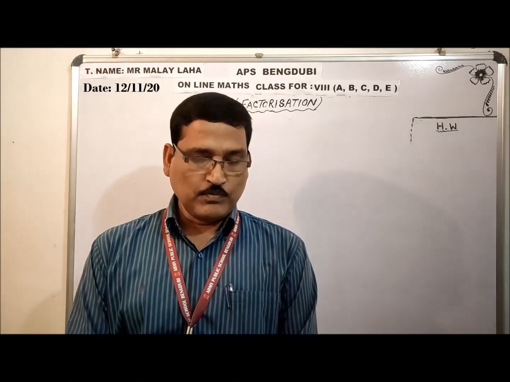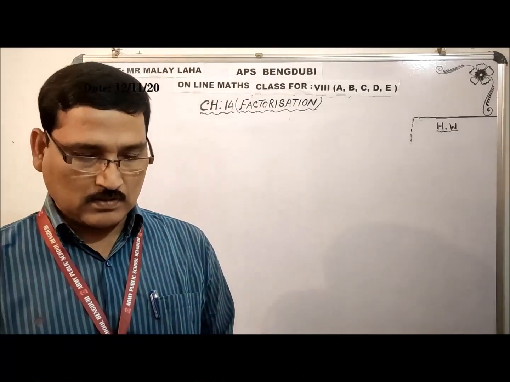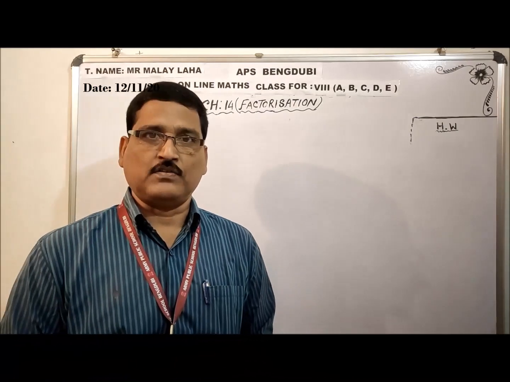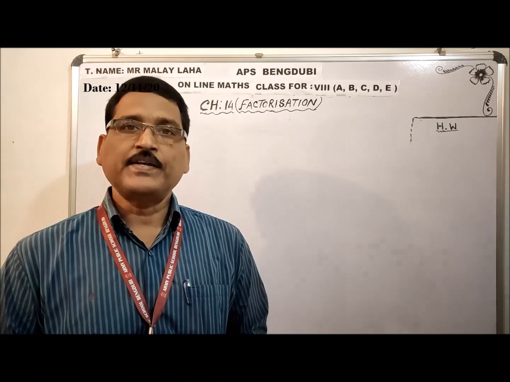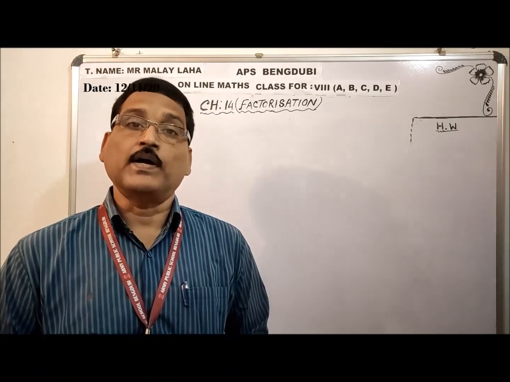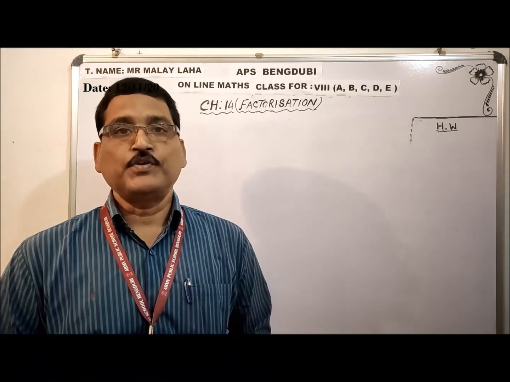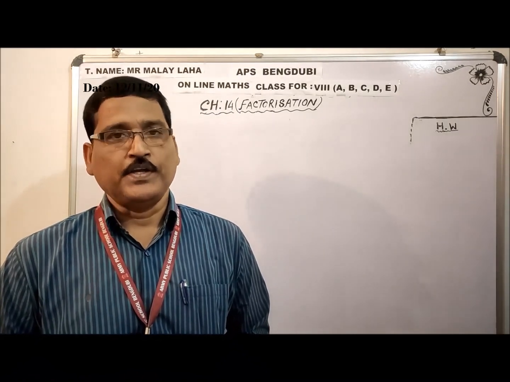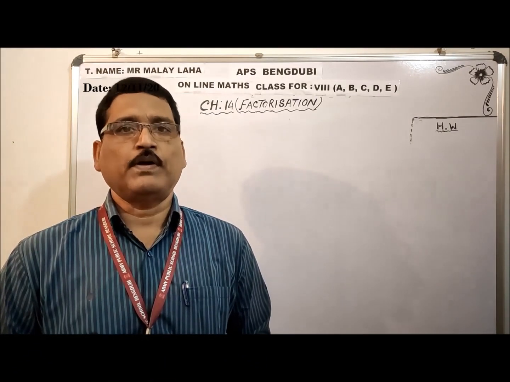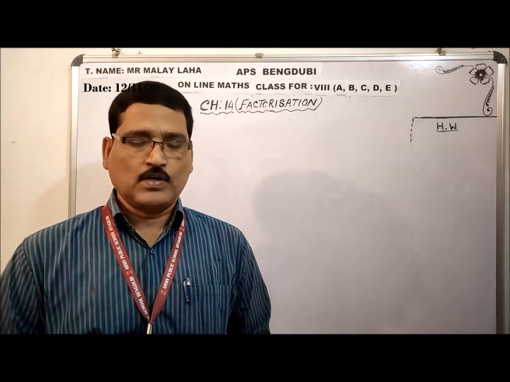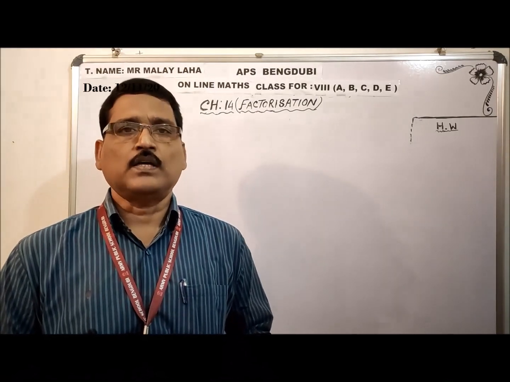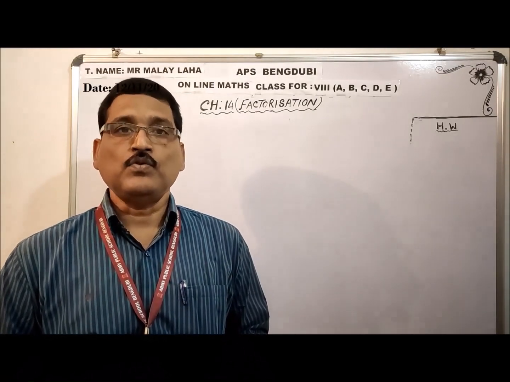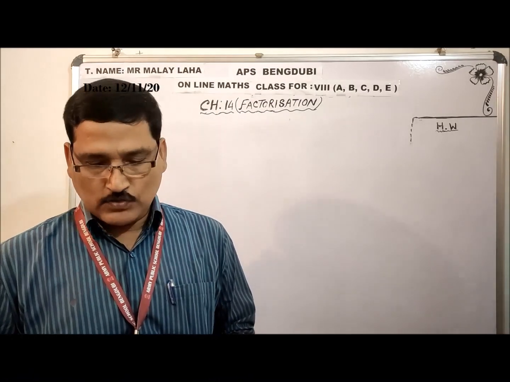Okay, last few days I have been solving the exercise on factorization. Today we will learn how to divide a polynomial by another polynomial. It may be a monomial, binomial, trinomial, whatever it is. The first few questions are very easy. Only the last question requires applying an identity. Clear? So without wasting time, I am starting my lesson.